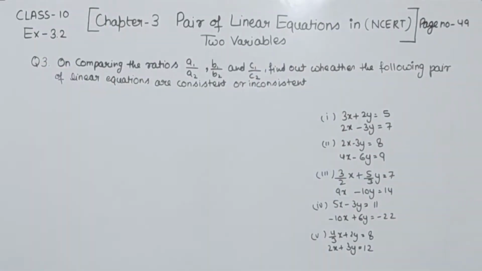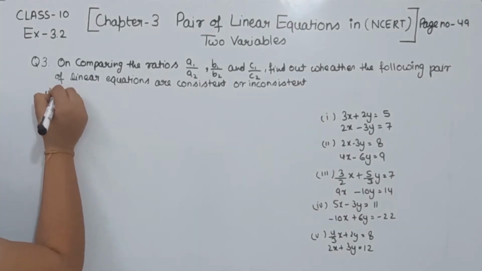Question number 3. On comparing the ratios A1 by A2, B1 by B2 and C1 by C2, find out whether the following pair of linear equations are consistent or inconsistent. So we are having 5 parts in the question. Going to start with the first one.